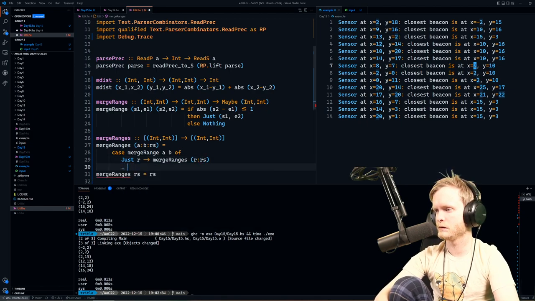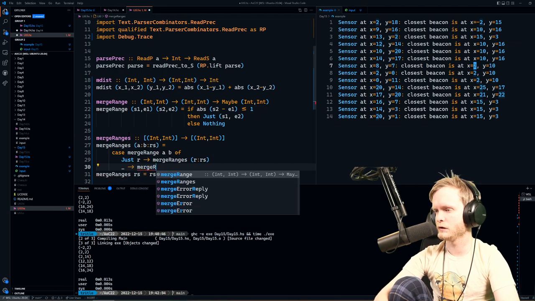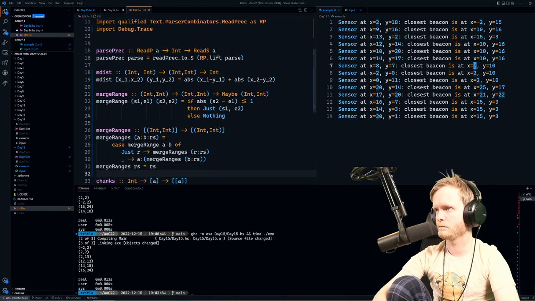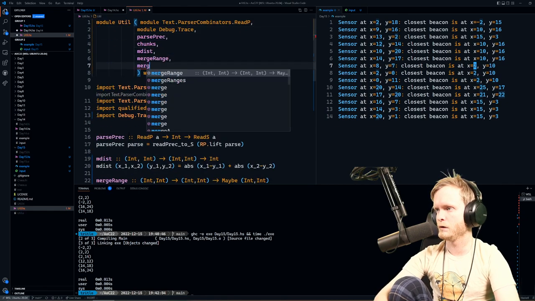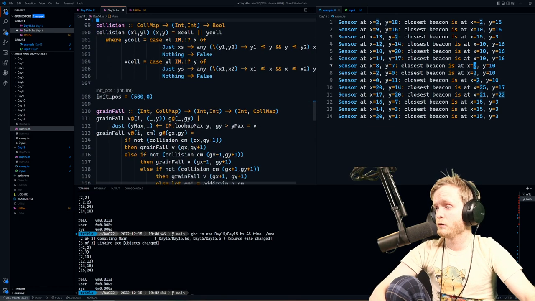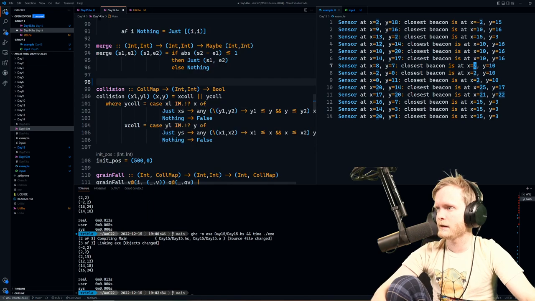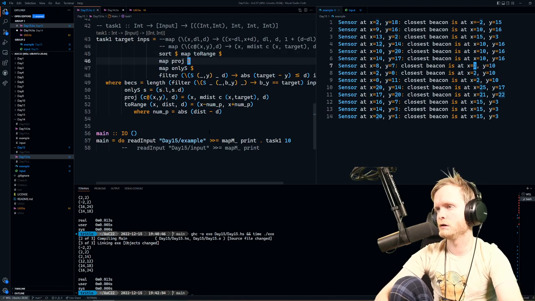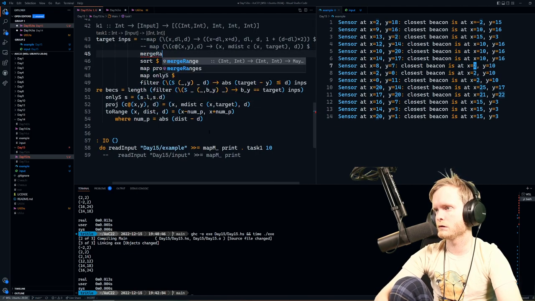Otherwise, merge ranges. All right, and then we just say A, B. Merge ranges. Okay, let's map the sort, map to range. Merge ranges.